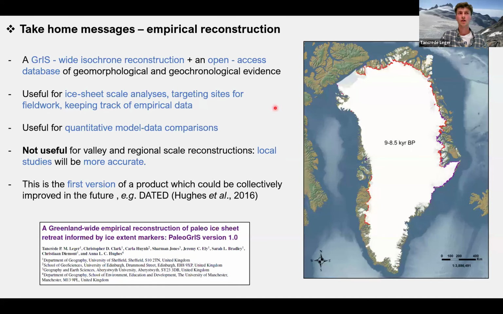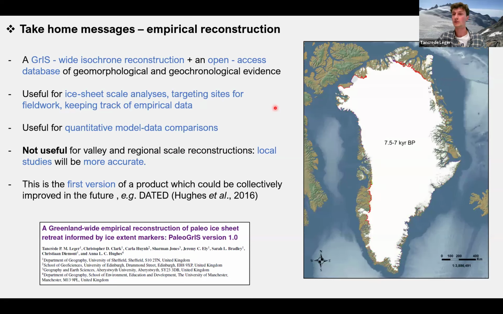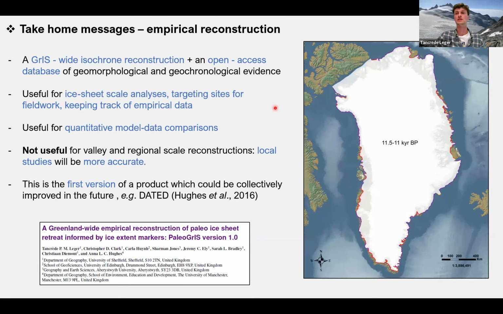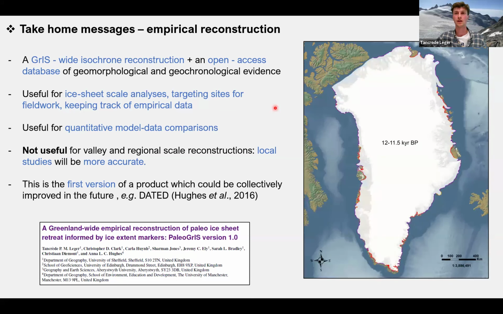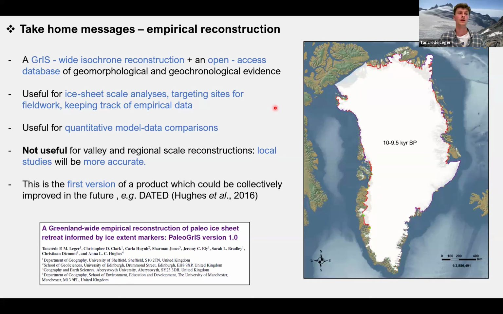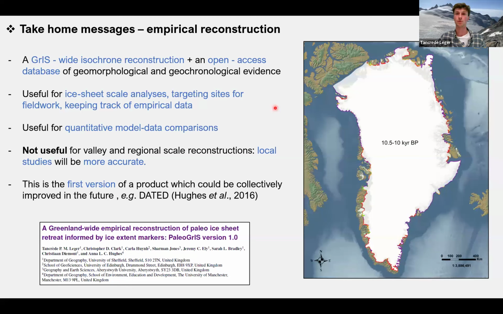I would say that it's not that useful for valley and regional scale reconstructions. Local studies will be far more accurate when it comes to actually reconstructing former ice dynamics. These products should really only be looked at if we are thinking about ice sheet scale analysis, ice sheet scale behavior. And this is the first version of the product, which I hope will be improved in the future as more data comes and as more people work on it.